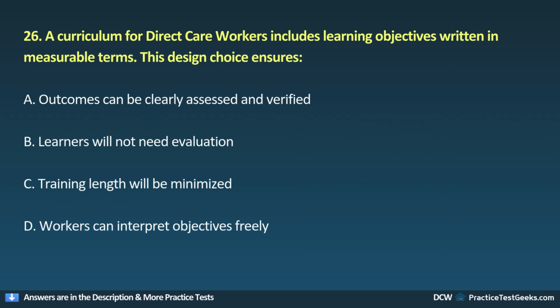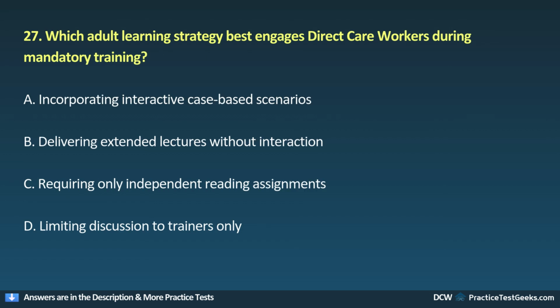A. Outcomes can be clearly assessed and verified. B. Learners will not need evaluation. C. Training length will be minimized. D. Workers can interpret objectives freely. 27. Which adult learning strategy best engages direct care workers during mandatory training?